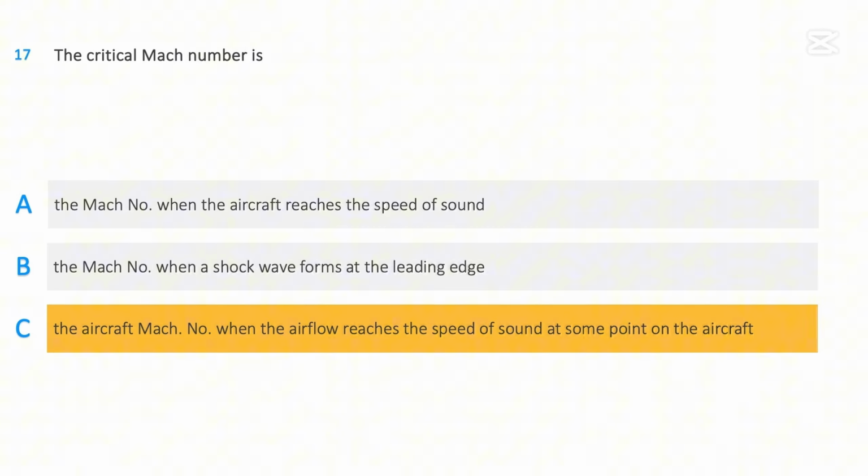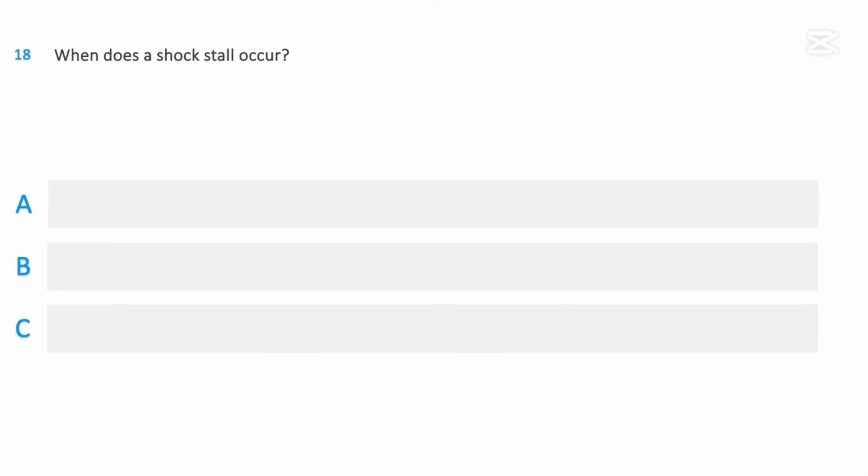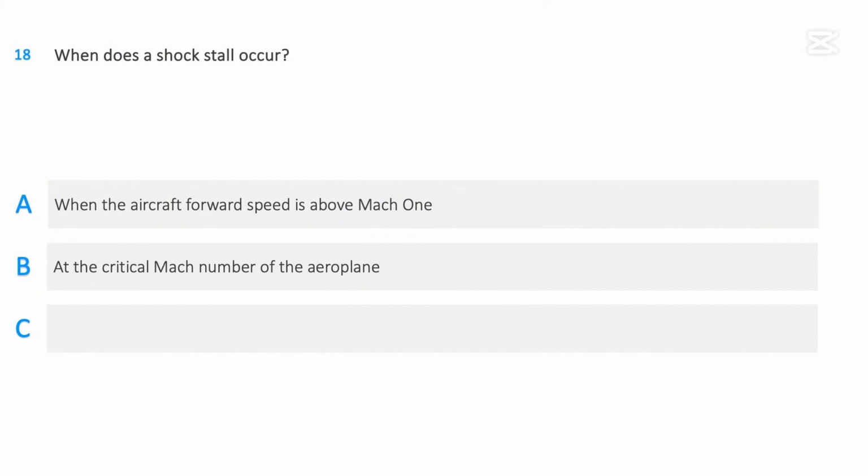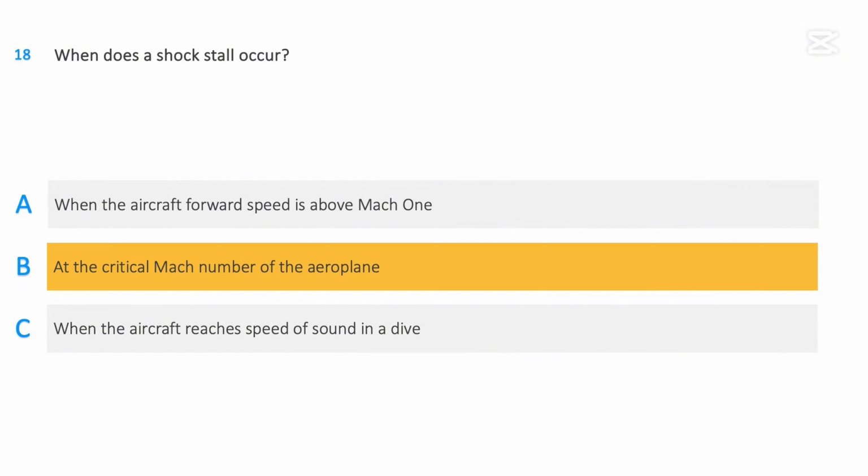When does a shock stall occur? When the aircraft forward speed is above Mach 1. At the critical Mach number of the aeroplane. When the aircraft reaches the speed of sound in a dive. The correct answer is at the critical Mach number of the aeroplane.